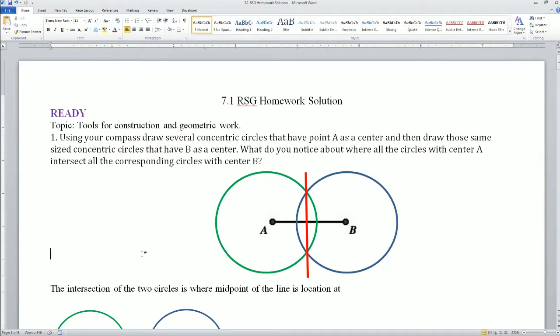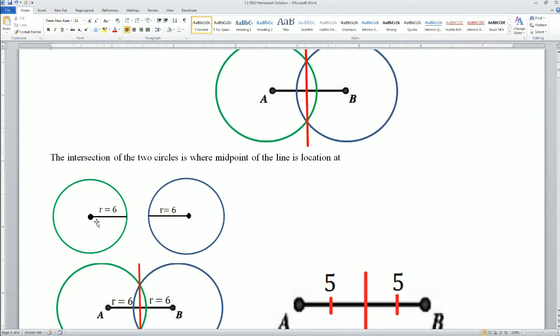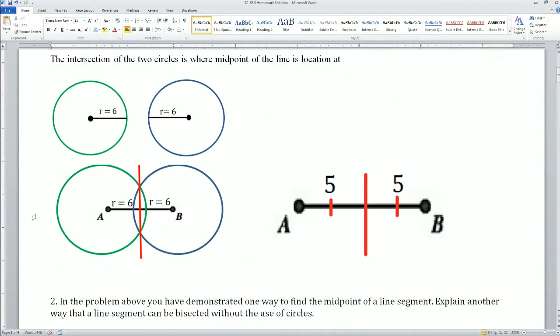Just to get you to see some numbers, imagine if the green circle here had a radius of 6 and the blue circle here was also 6. The radius is both the same. When you combine them right here, notice that they have the same radius. Its intersection here with the perpendicular bisector creates two equal segments. The left hand side would have the value of 5. The right here would have the value of 5. And you're like, wait, isn't it supposed to be 6, 6?